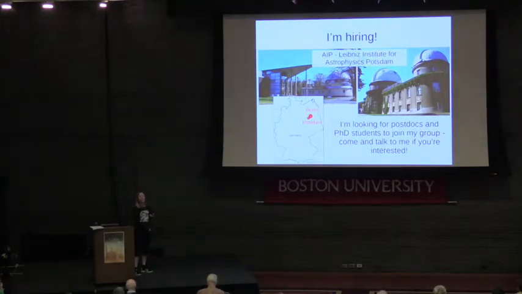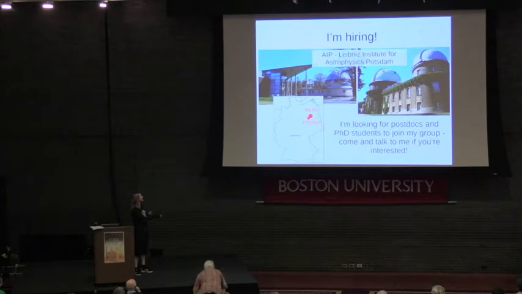And if you don't know where Potsdam is in Germany, this beautiful little binary-like system is Potsdam, the slightly more massless object, and then there's Berlin here as a slightly bigger star.